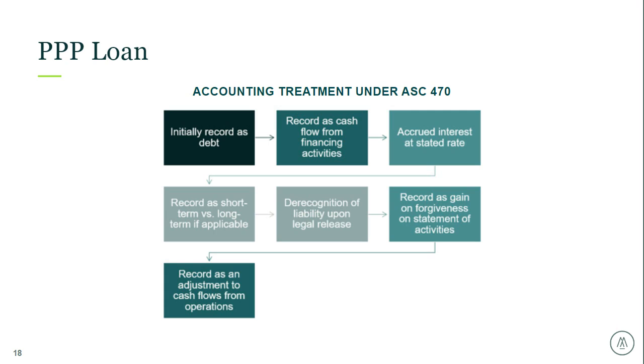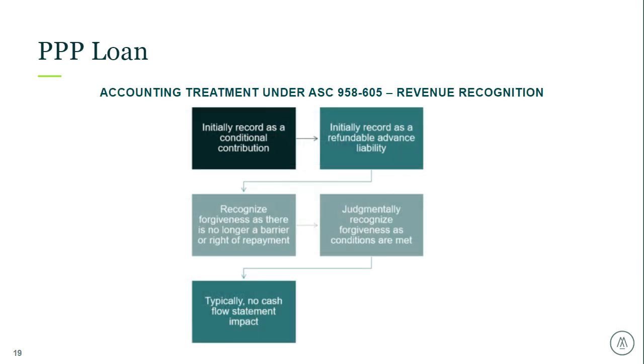The other accounting treatment would be the grant revenue option. So you would initially record it as a conditional contribution and initially record it as a refundable advance on the liability side. You would recognize it once there is no longer a barrier to, right of repayment, so this is the forgiveness, and there would be no cash flow statement impact as no reconciliation would be necessary, it flowing through operations.